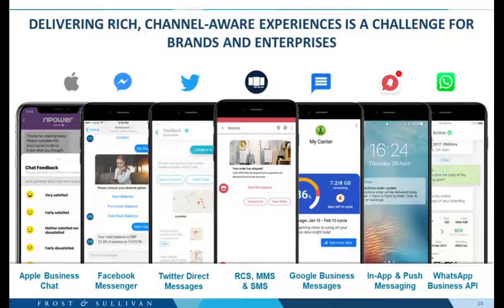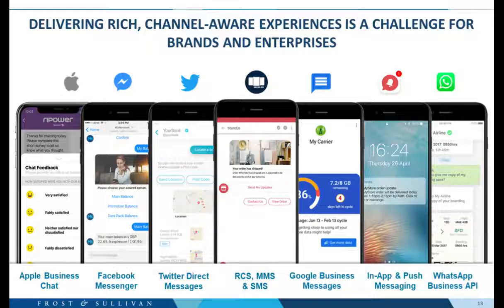It's more engaging. It allows more interaction between the enterprise and the consumer on the different channels that are available. This covers a broad spectrum, from over-the-top applications like Facebook Messenger, Twitter, and WhatsApp, to channels more native to your device, like Apple Business Chat, an RCS experience, or Google Business Messages, where it integrates with your Maps application. The experience is now a lot richer. It's channel aware, so different experiences are delivered based on the channel capabilities.